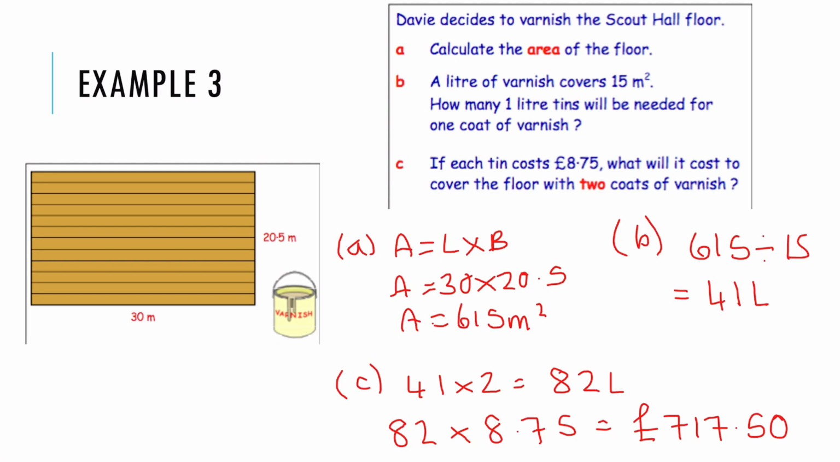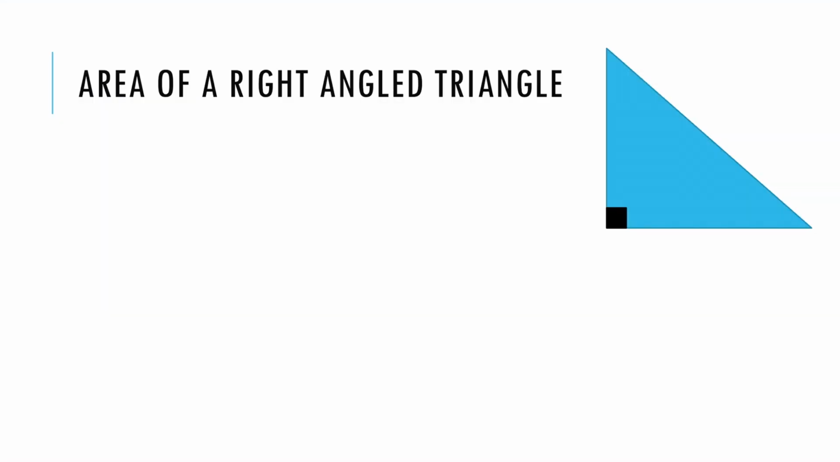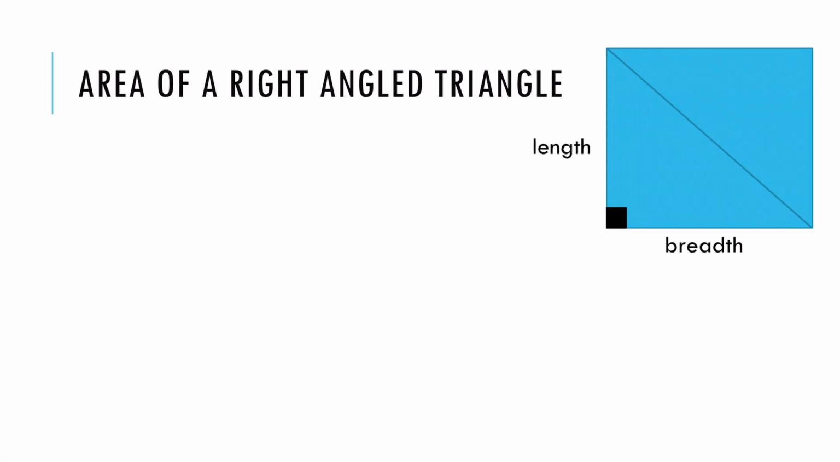Okay. Right, moving on then. Area of a right angled triangle. So if we've got a right angled triangle here and we join another right angled triangle onto it, we can see that this forms a square or a rectangle. Now, we know that we usually refer to this as the length and breadth. So have a little think before I tell you what you think the formula would be for one right angled triangle.